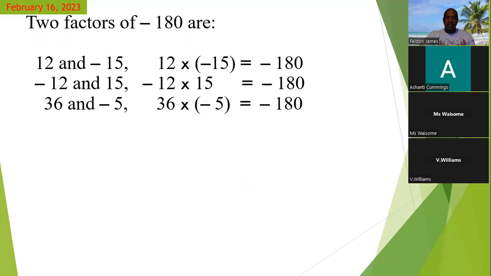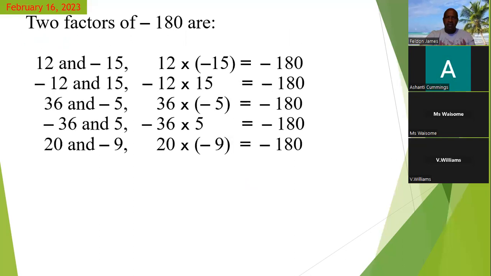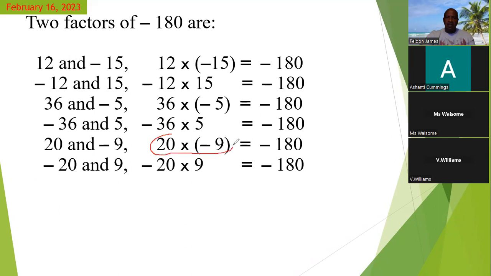So we would have explored all the various combinations of factors that we can multiply to get 180. And the pair that works, I should say, because we want to get a positive 11, would be positive 20 and negative 9. Because when we subtract 9 from 20, we get 11. When we multiply negative 9 by 20, we get negative 180.